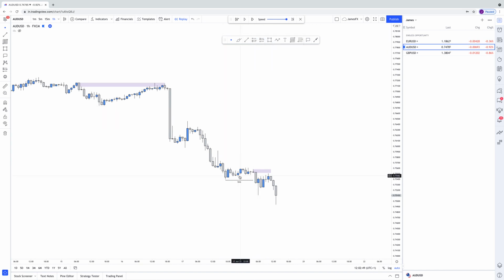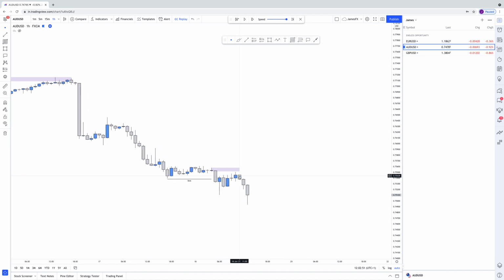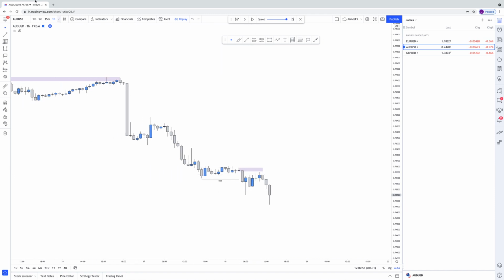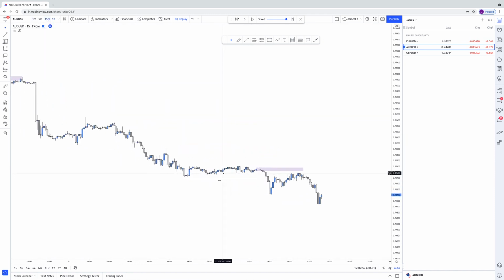Break a structure. And the last down candle, or this candle, doji, is what I'm looking at. Price didn't quite come in, but let me go to the 15.